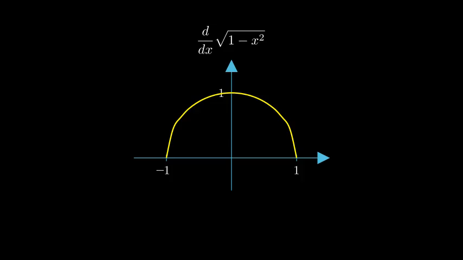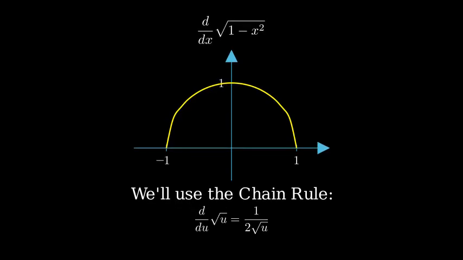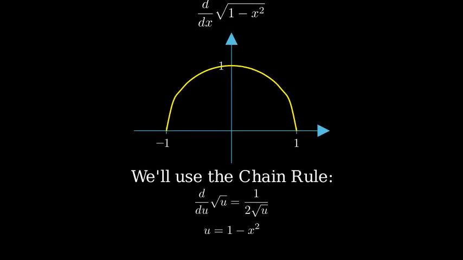To find this derivative, we'll need to use the chain rule. Let's break this down step by step. First, let's recall the derivative of a square root function. The derivative of the square root of u with respect to u is 1 over 2 times the square root of u. In our case, u equals 1 minus x squared. So we'll need to multiply by the derivative of the inside function with respect to x.